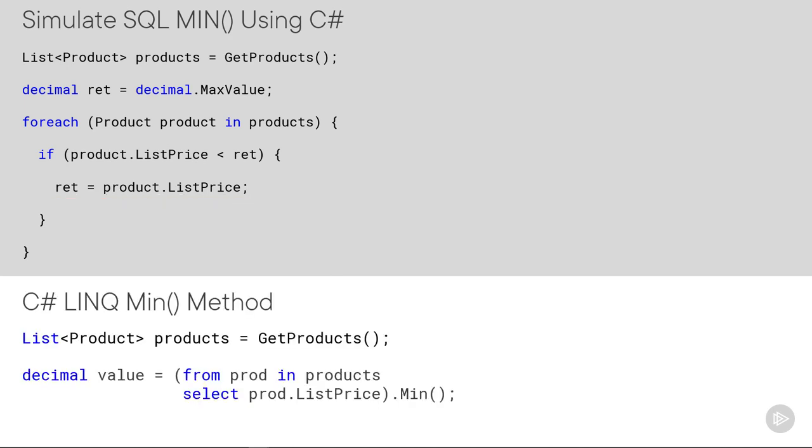Same thing expressed in LINQ. I get the products, and now I do decimal value equals from prod in products select prod.listPrice, so it selects that one property, and then apply the Min function. You can see how much more compact LINQ is compared to writing a loop in C#.